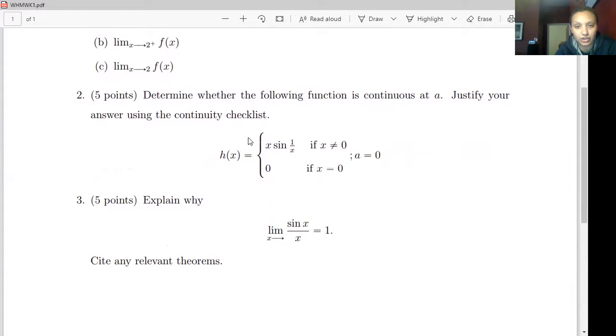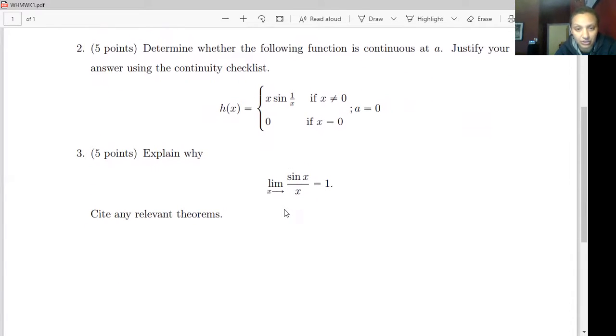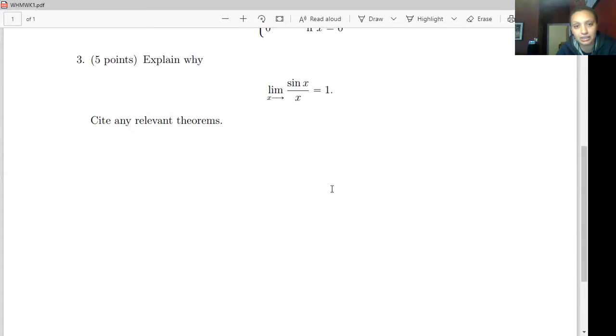Determine whether or not the function is continuous at a, where a equals 0, and then determine why the limit, as x goes to 0, of sine of x over x equals 1. I'll repost this with a correction. Cite any relevant theorems and show your work.